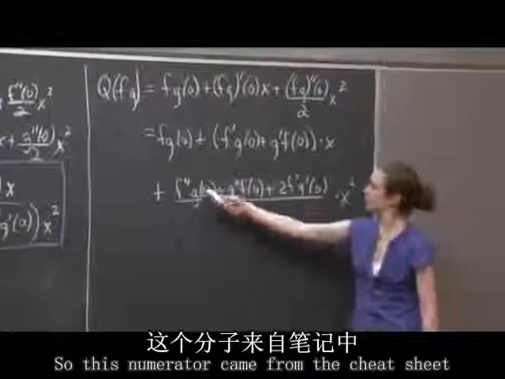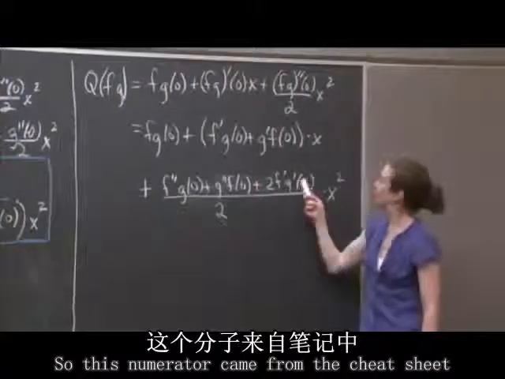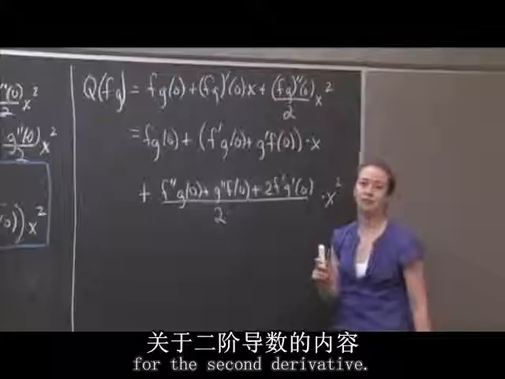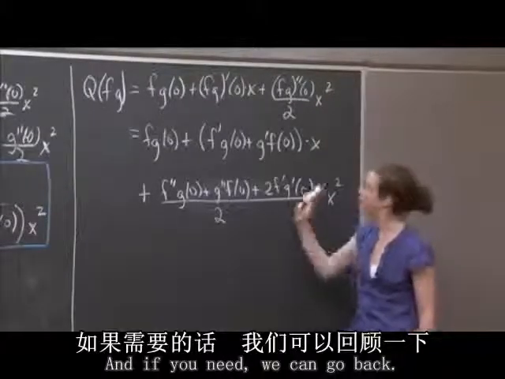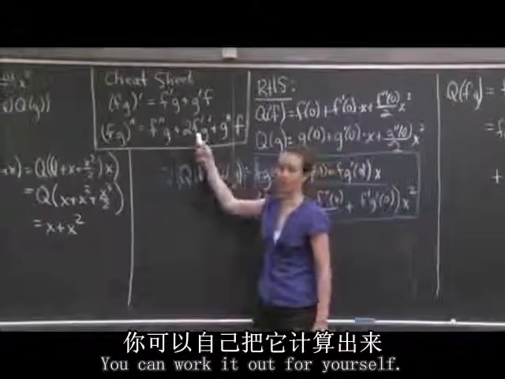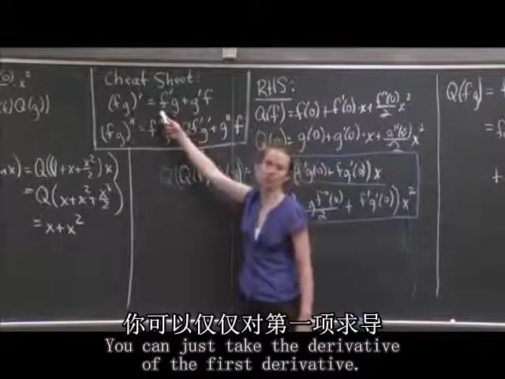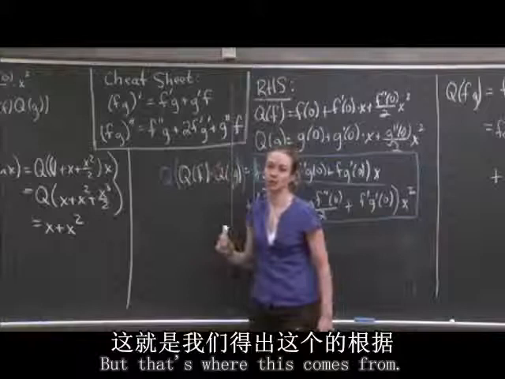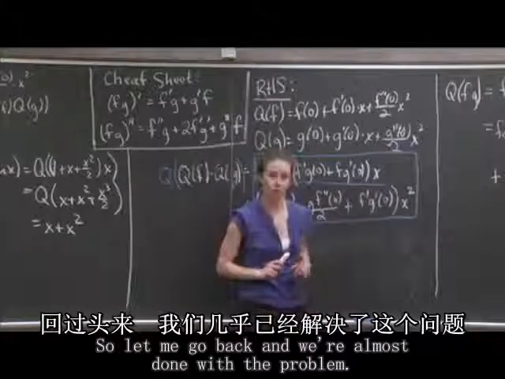So let me move out of the way for a moment. This numerator came from the cheat sheet for the second derivative. And if you need, we can go back. Let me just remind you, here it is. You can work it out for yourself. You can just take the derivative of the first derivative. But that's where this comes from. So let me go back, and we're almost done with the problem.